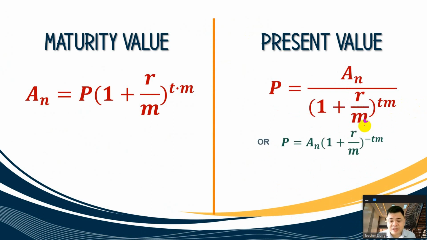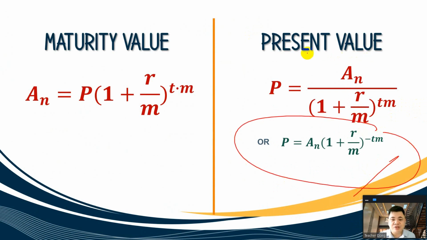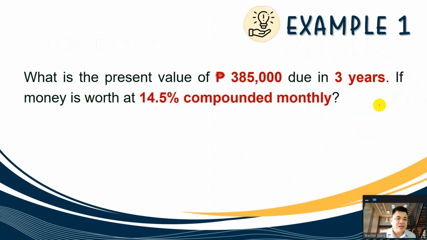So this is the quantity 1 plus R over M raised to the power of negative Tm. This is the formula that we are going to use for present value instead of this. But if you prefer the first formula, there's no problem with that. Alright? Now, let's have example number 1.